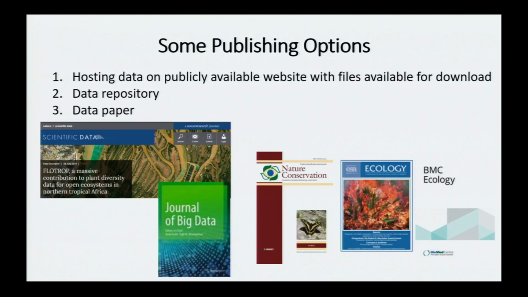Another data publishing option is actually creating a data paper. There are now scientific journals, some exclusively focused on data publication, but others allow for data publication in the sense that you can say this is a data paper versus this is a research paper. And here are some examples of different journals, but there are many others that also allow for data papers to come out.